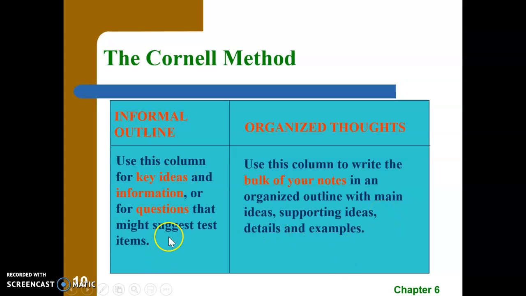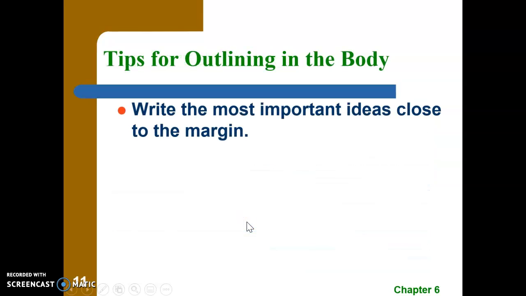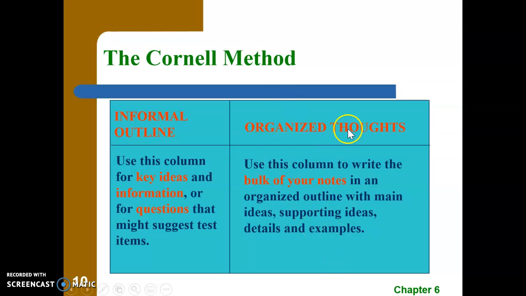On the left side then, this is called our recall column. And you will need to know that for the test, the recall column. That's specifically what it is: the column that we're going to use for information that we want to recall. So key ideas, questions that we might come up with that would maybe be on a test, that would go into our recall column. Now, I'm going to go back. This side is called our body. They don't have this labeled on here, but the right side of our notes would be called the body of our notes, and the left side would be called our recall column.